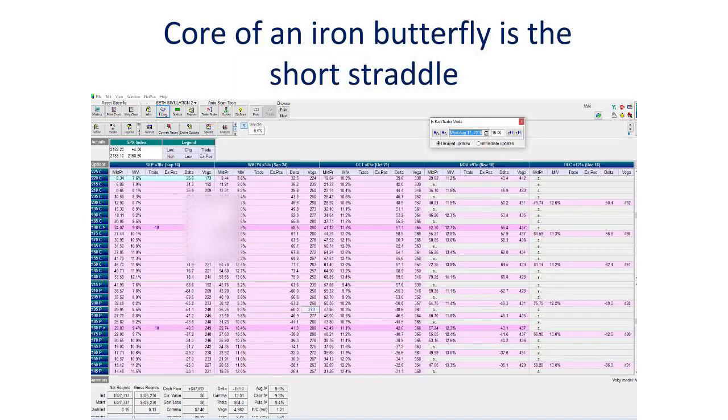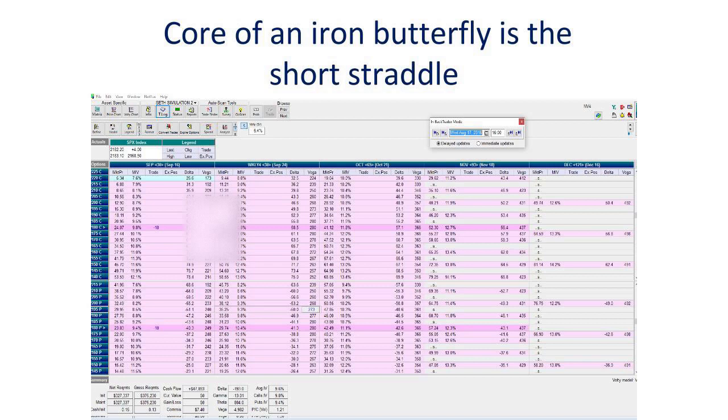Let's suppose that on August 17th, when the SPX, the S&P 500 index, was selling at 2180 area, we wanted to do an iron butterfly that day with 35-point wings. So we would sell short the 2180 call, we would sell short the 2180 put, and that would be the short straddle, which is at the core of an iron butterfly trade.